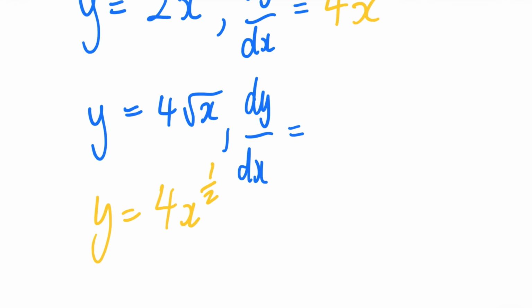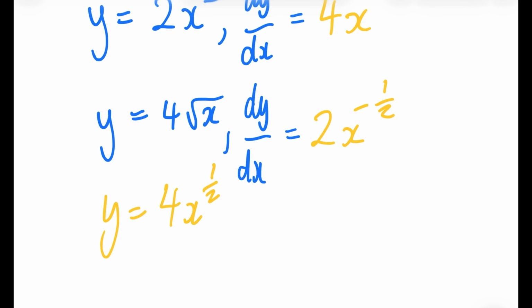And then for this one, we're just going to need to rewrite 4 root x. And so that means we'll bring a half down, so I'll make it 2x^(1/2 minus 1), and minus half is the same as x^(-1/2).